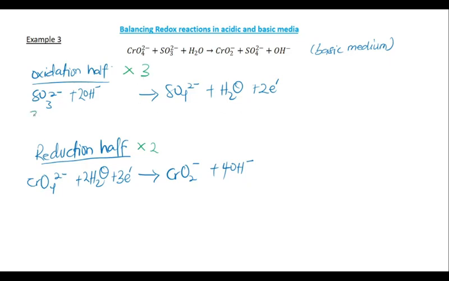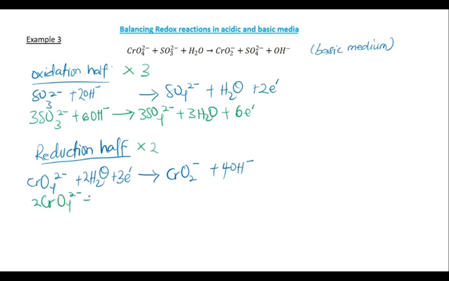So let's go ahead. So we have 3 SO3 2- plus what? This is 6 OH-, giving us what? 3 SO4 2- plus 3 moles of water plus 6 electrons. So over here we have 2 CrO4 2- plus 4 moles of water plus 6 electrons, giving us what? 2 CrO2- plus what? 8 OH-. So we now go ahead and write our overall reaction.